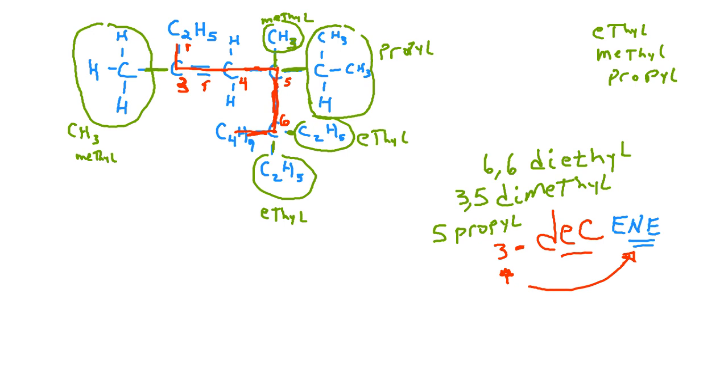Okay, and then we have 6,6 diethyl, 3,5 dimethyl, 5 propyl, 3 decene. Okay, wow, that's a mouthful. All right, that's a lot to say, but it's not too bad.